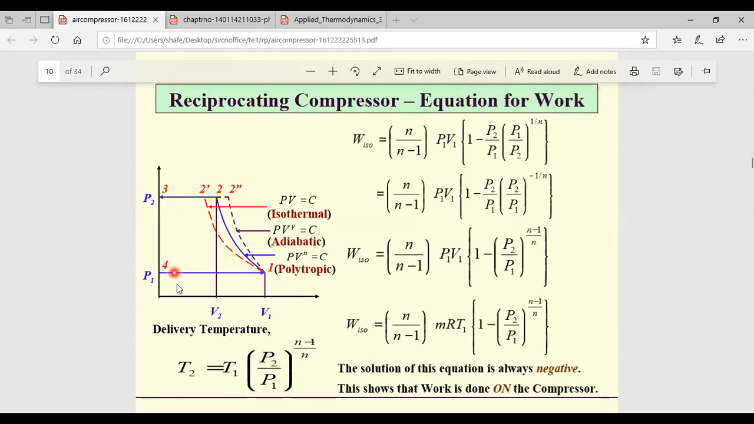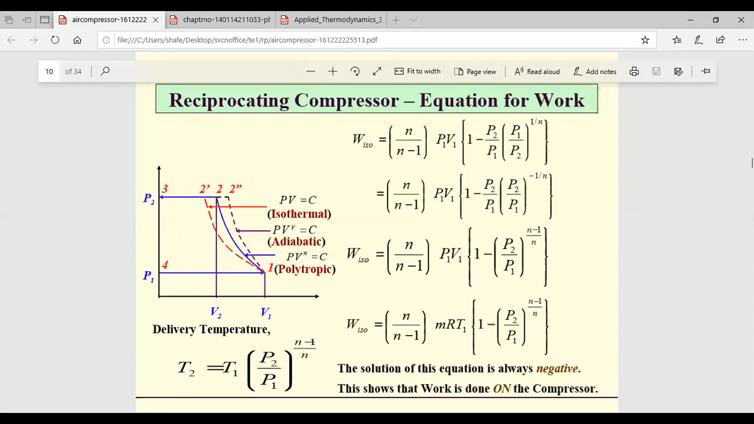Now you see something called the clearance volume. As I said in the previous slide, we have found the work done without considering the clearance volume. So what is the clearance volume? You see, the air is admitted from the starting of this particular axis here. So 4 is touching this axis, 4 to 1 is suction, 1 to 2 compression, 2 to 3 is delivery. There is no clearance volume, as in your IC engines.